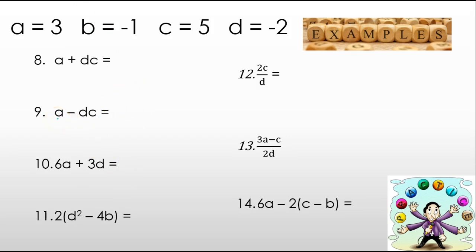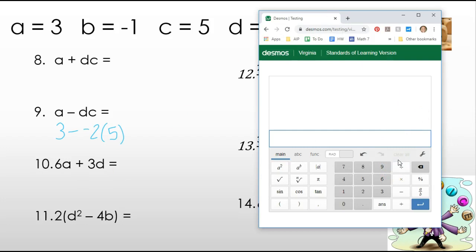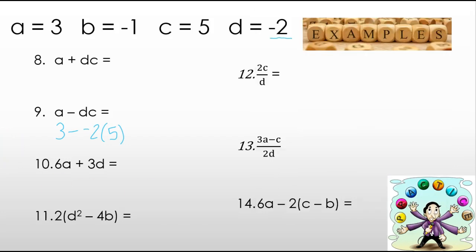Let's go ahead and take a look at, why don't we go ahead and we'll do number 9. So 3 minus d, which is negative 2, times 5. So even though I have that subtraction sign there, I do have to include the negative because the negative is with the d. So if I put that in my calculator, I'm going to do 3 minus negative 2 times 5, and I get 13. So my answer for this one is 13.